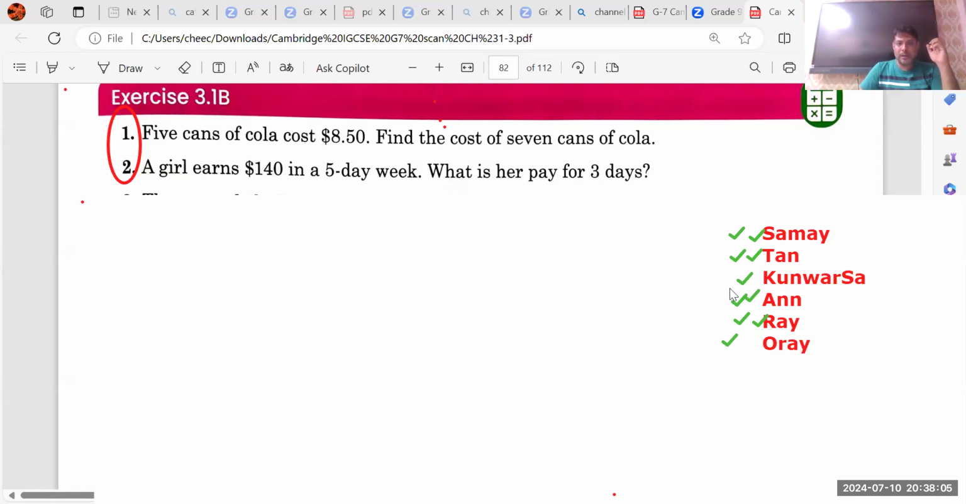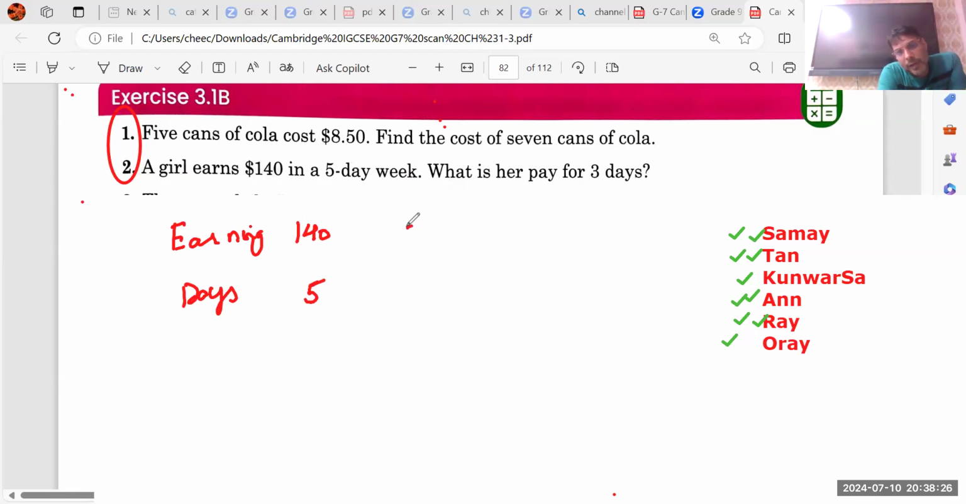Ursa and Ore, your second answers are wrong. So let me explain that. So you have earning and days. Earning is 140 in a 5-day week, so in 5 days. And you have to find the earning in 3 days. So x upon 3 is equal to 140 upon 5.